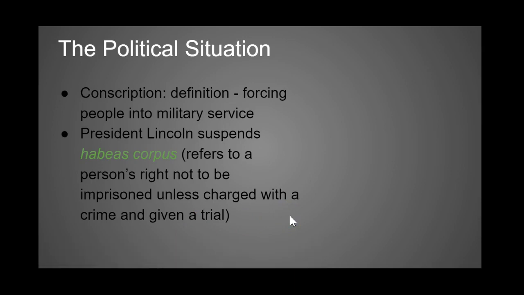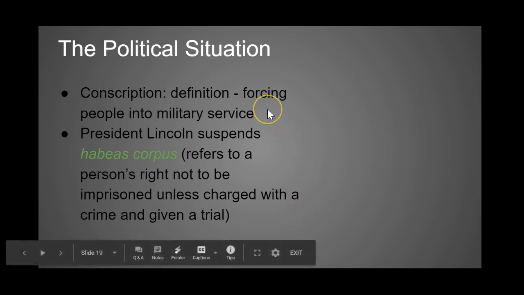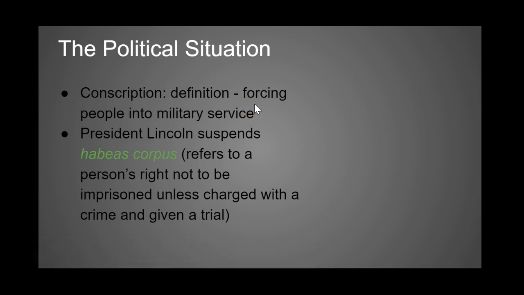Okay, here's more information on that. When the writ of habeas corpus is suspended, a person can be imprisoned indefinitely without a trial. What you need to know is that Lincoln suspends the writ for anyone who openly supported the rebels or encouraged others to resist the draft or conscription. So if you are going against President Lincoln's draft, or if you are supporting the people that you're fighting against, the South, then you can be thrown into jail and you don't get habeas corpus.